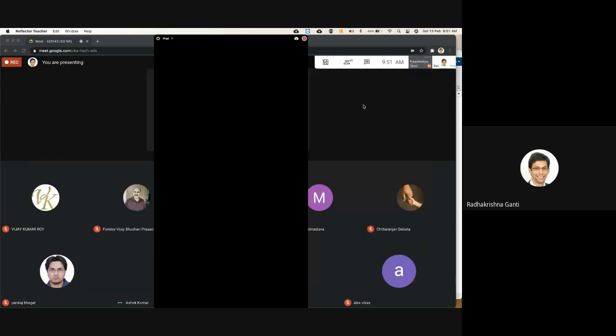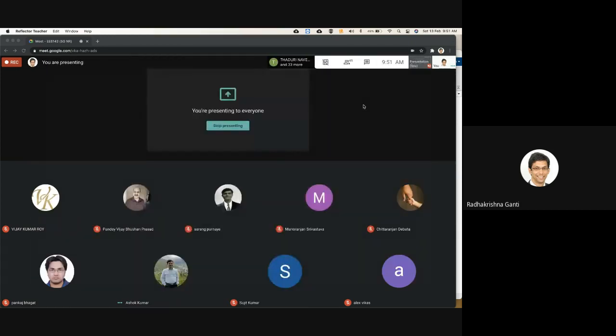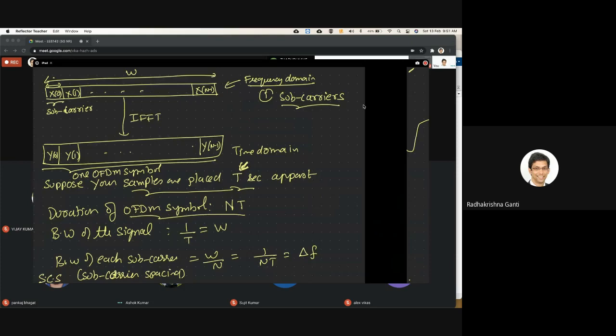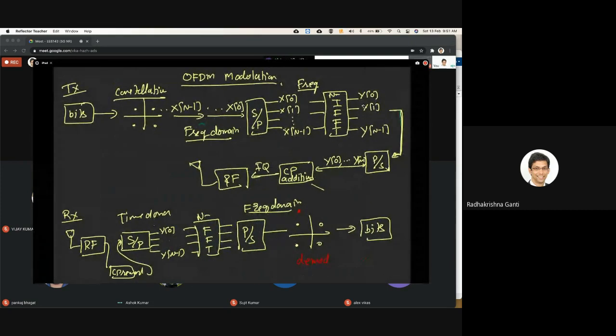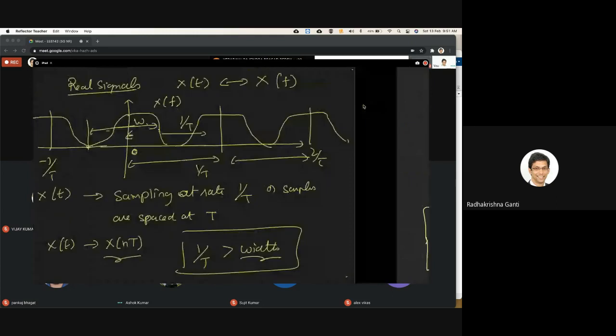Why? Because you're sending N samples. These N samples have to be collected at the receiver before you can do your FFT. Only then you can decode your data. So that is the minimum thing.